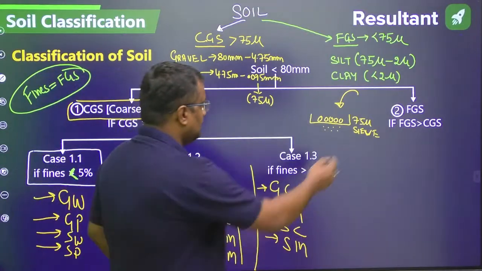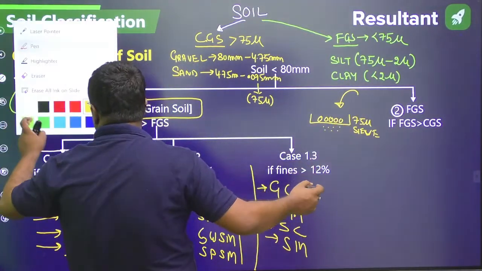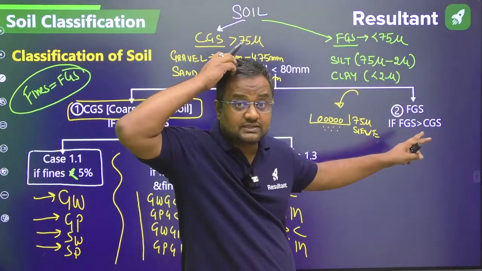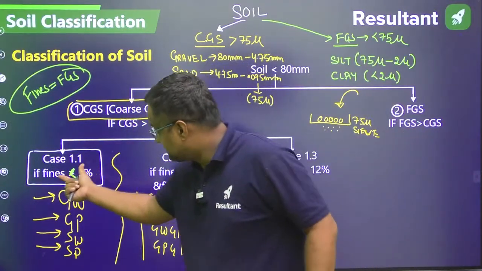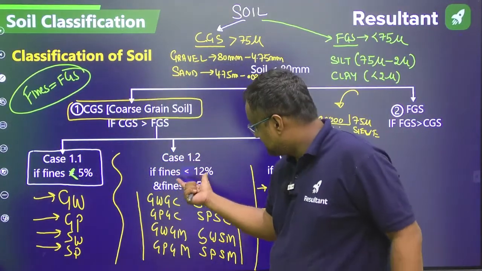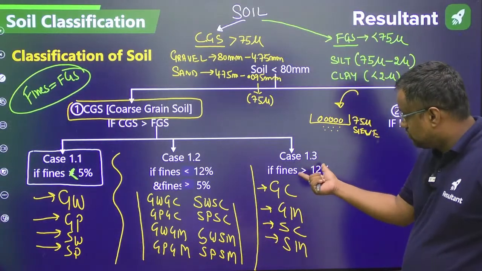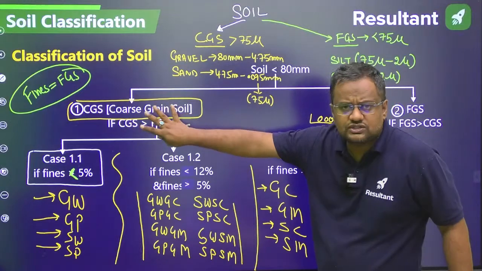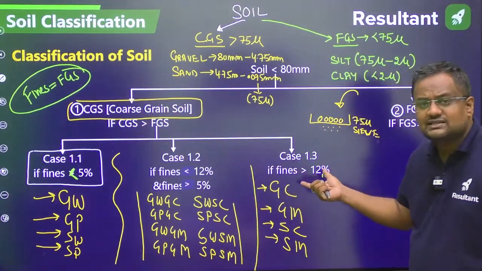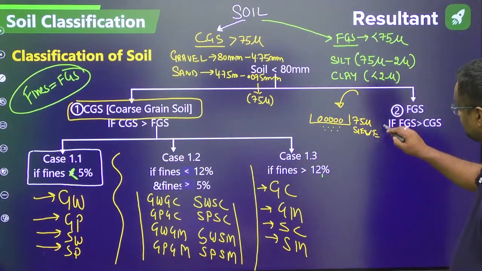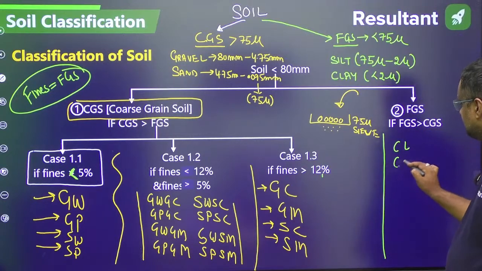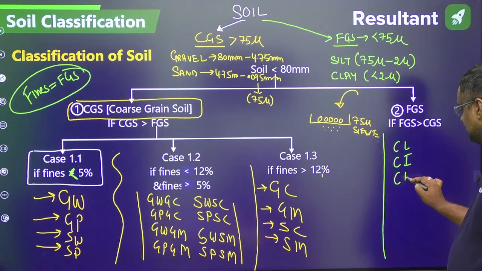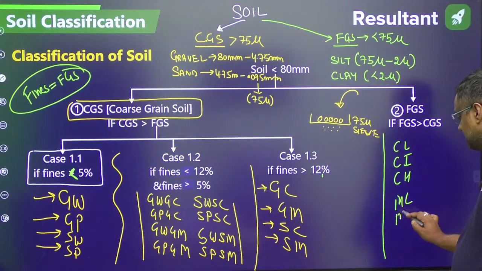And here also in fine grain soil, when more than 50% is fine grain soil. Here less than 5% is fine grain soil, 5% to 12% is fine grain soil, more than 12% and less than 50%. Obviously, if it is case 1.3 means coarse is more. So more than 12 and less than 50. And more than 50 is fine grain soil. The names are CL, CI, CH, ML, MI, MH.